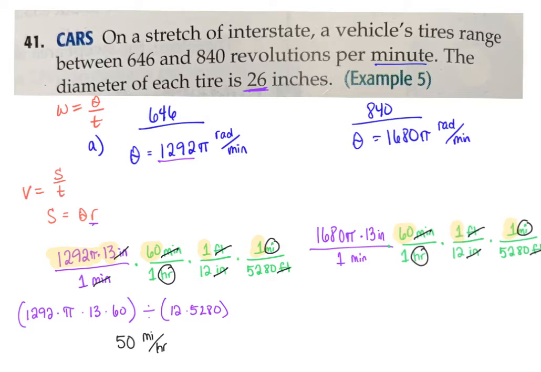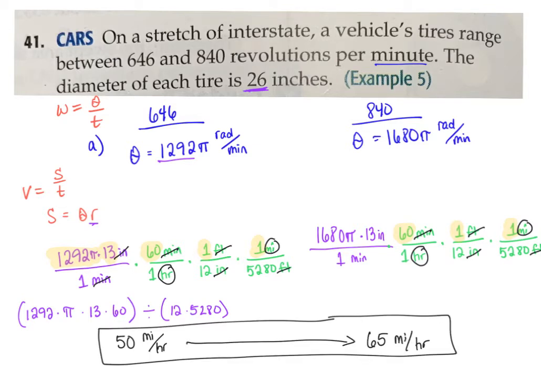And when you do all of that out, don't forget how to do it in your calculators, but you should get rounded to the nearest, should get 65 miles per hour for that one. And so your range would be from 50 to 65 miles per hour.